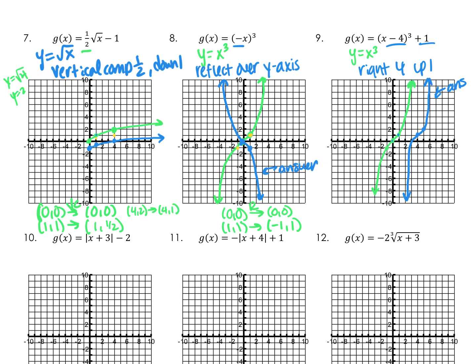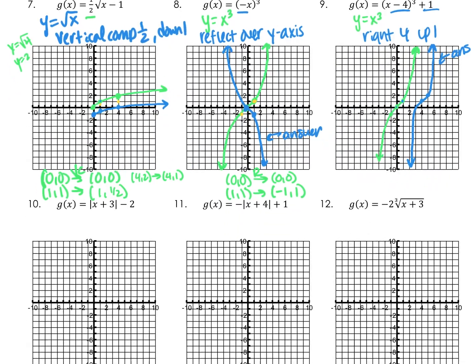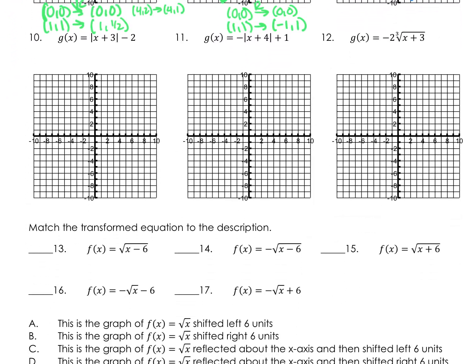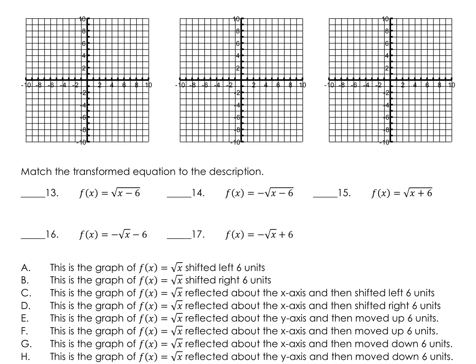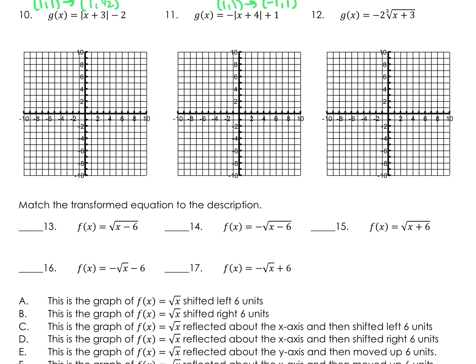All right, for number 10. Our parent function here is the absolute value. And this will be left 3 and down 2. So we'll start by drawing the graph of our parent function. That's the absolute value, so that's our v. And it also goes through 1, 1.